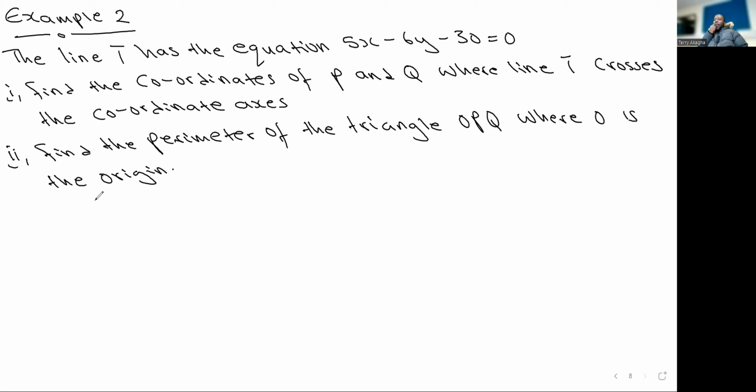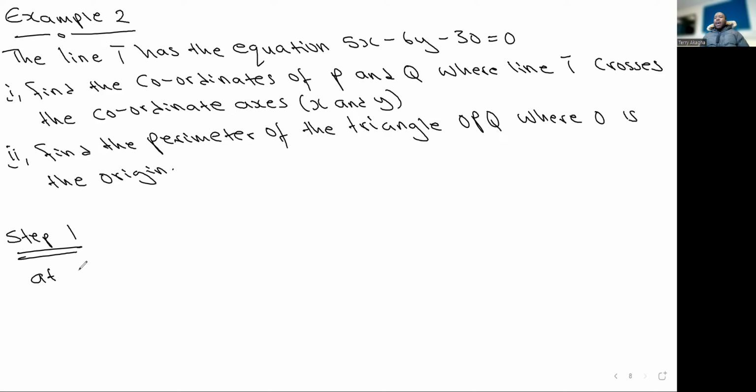Okay. All right. So the first question said we should find the coordinates of P and Q where the line T crosses the axis. Remember I told you coordinate axis means the x and y axis. I've talked about this before, that where it crosses the x-axis is the x-intercept, and at the x-intercept y is equal to 0. Where it crosses the y-axis is the y-intercept, and at the y-intercept x is equal to 0. So I'm going to quickly jump into it.